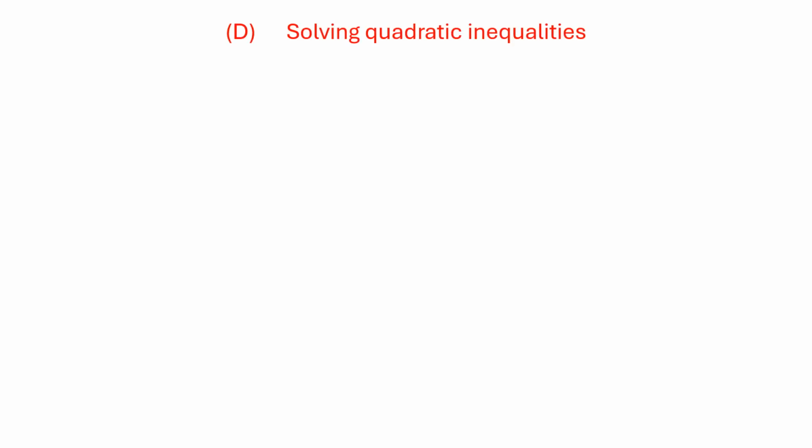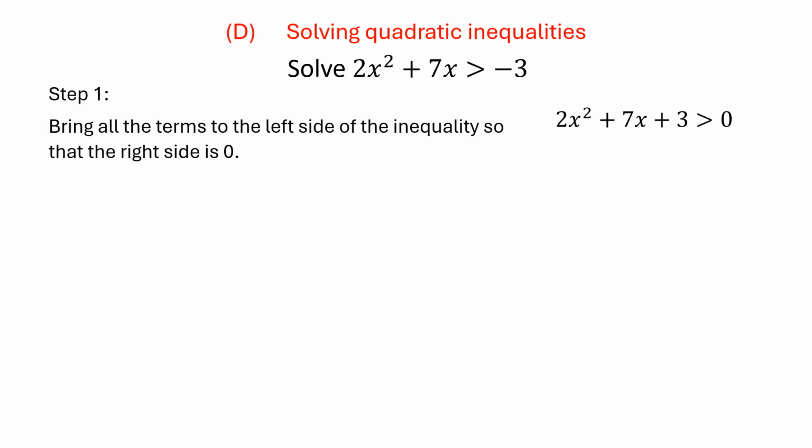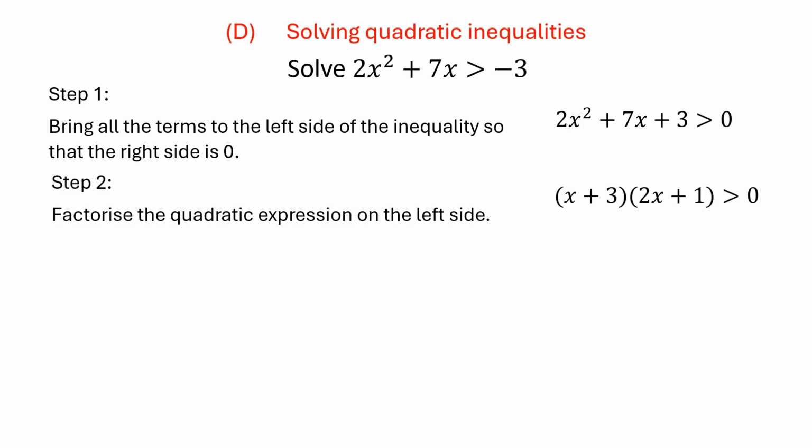Right, so part D, we're going to recap on how to solve quadratic inequalities. Solving quadratic inequalities is entirely different from solving quadratic equations. Okay, they're not the same. Supposing you are asked to solve this quadratic inequality, so what do we do? Step number 1, we bring everything to the left hand side so that the right hand side is 0, and we factorize it. You factorize this quadratic function into two linear factors.